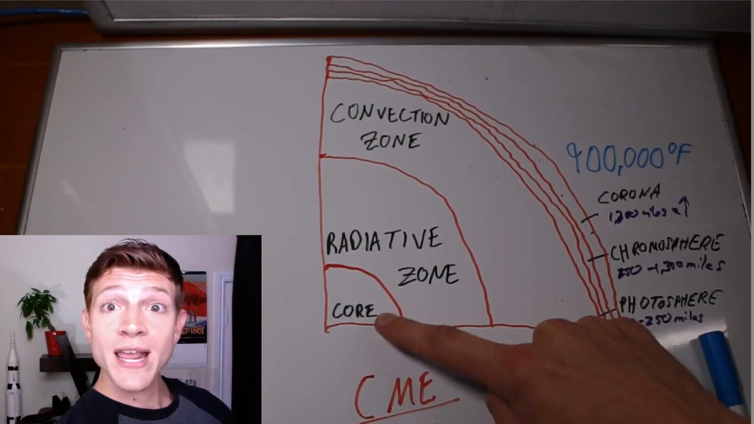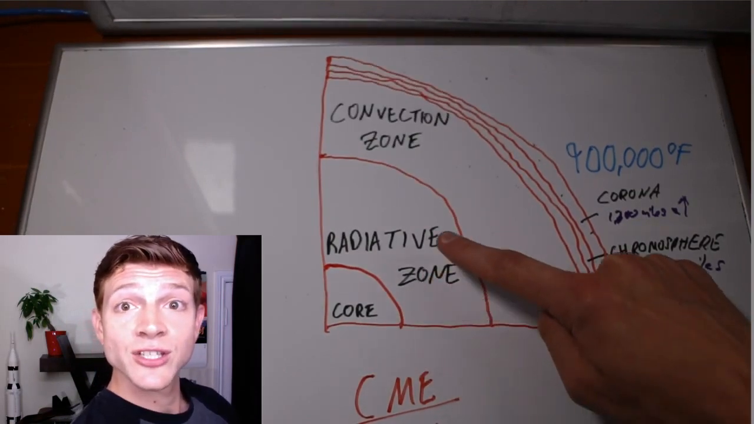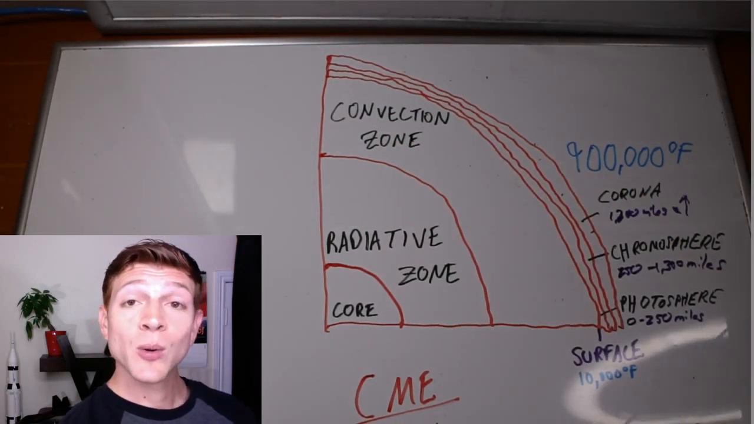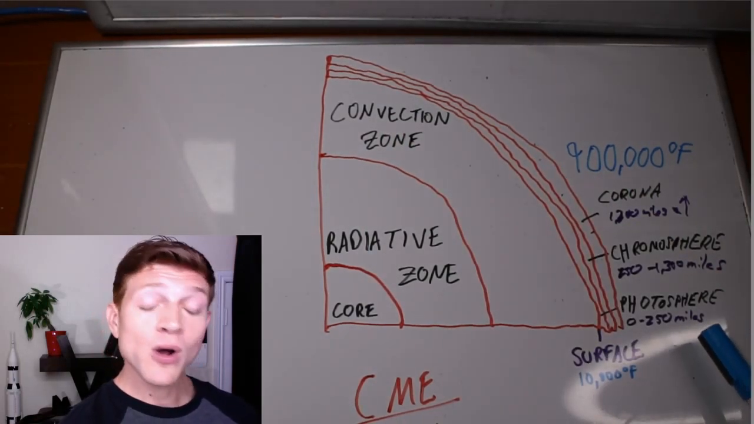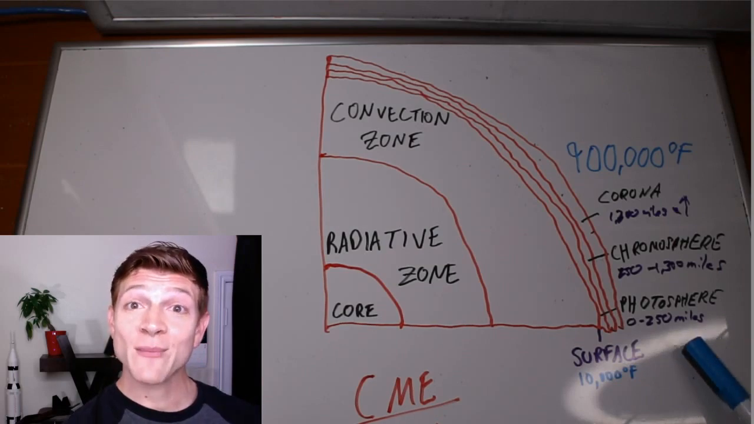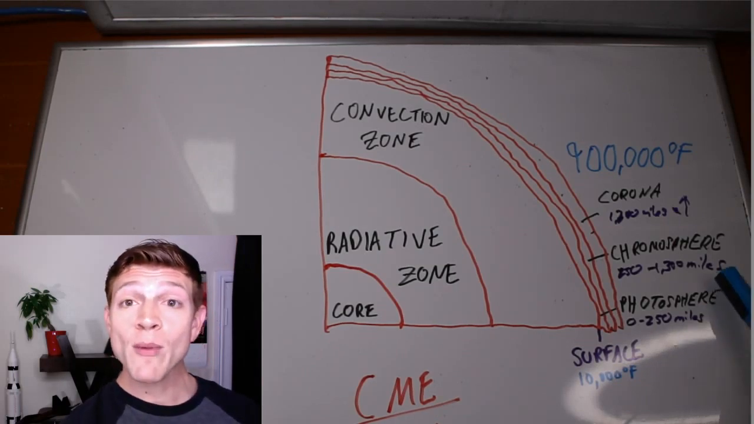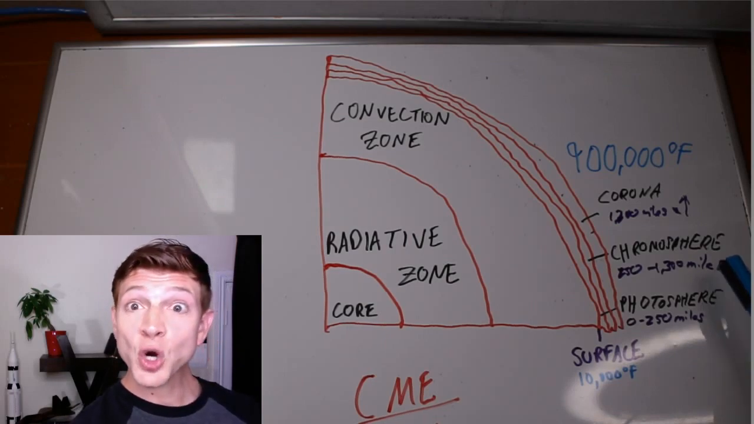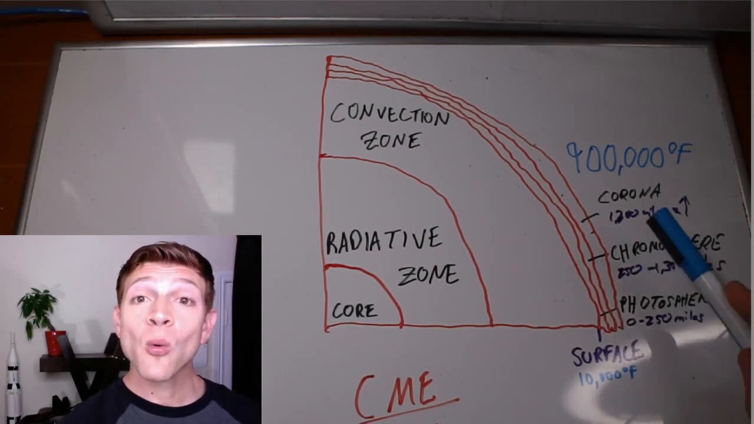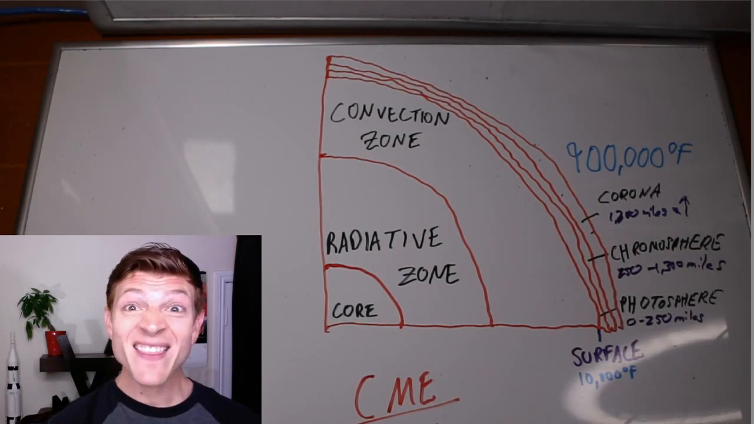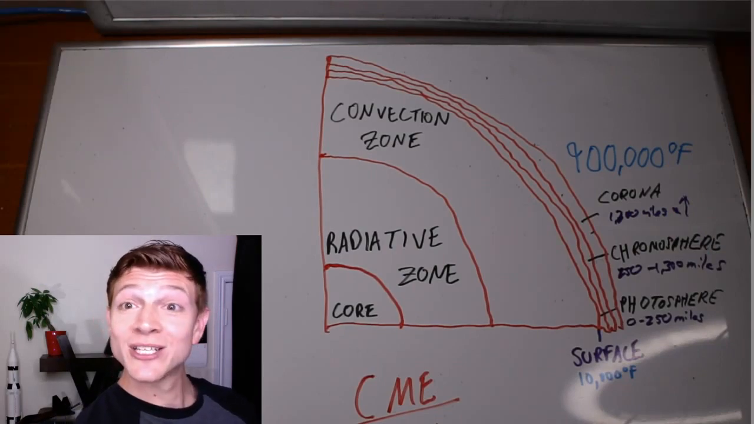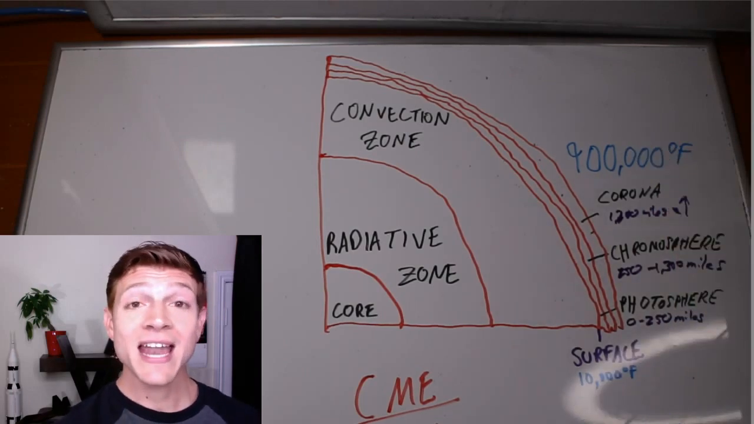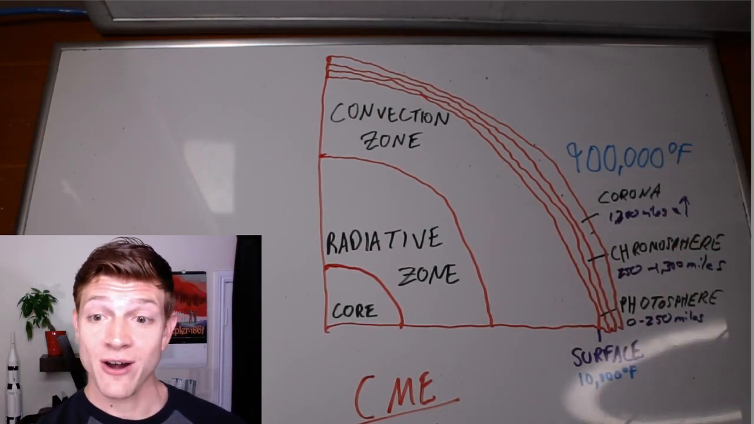We've got the radiative zone, then the convection zone. Then we've got the surface of the sun at 10,000 degrees. We've got the photosphere at about 250 miles up. It's the atmosphere of the sun. The chromosphere from 250 to around 1,300. And then the corona above 1,300 miles up. And that's 900,000 degrees. So much hotter than the surface of the sun at 10,000 degrees Fahrenheit.